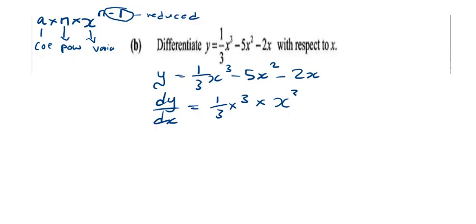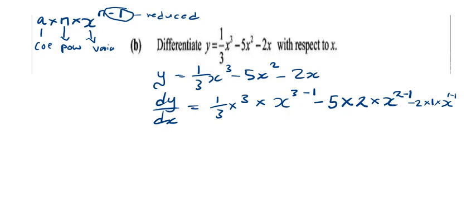To the power 3 minus 1, minus, now the coefficient is negative 5 multiplied by n, which is 2, multiplied by x, and the 2 must be reduced by 1. Same here, negative 2. We know that this x has a power which is visible, which is 1, and then multiplied by x to the power 1 minus 1 there.